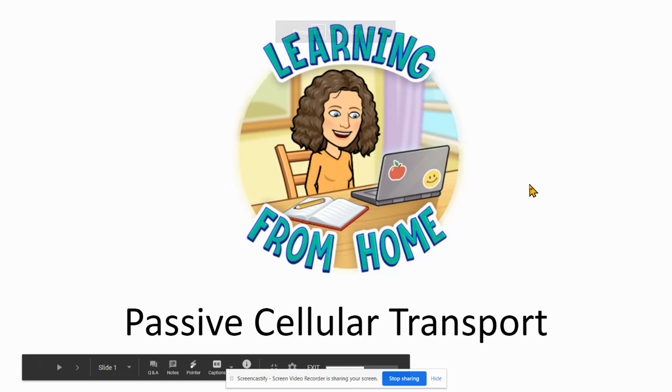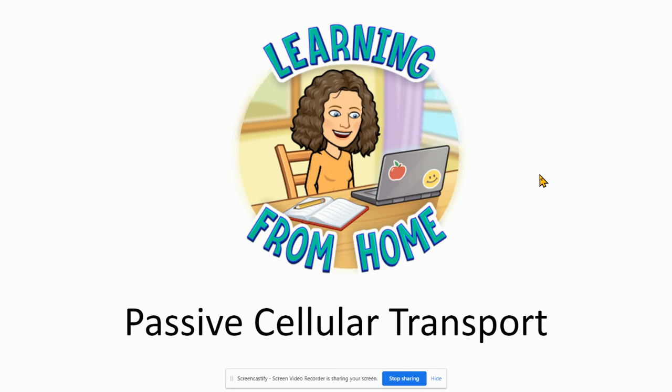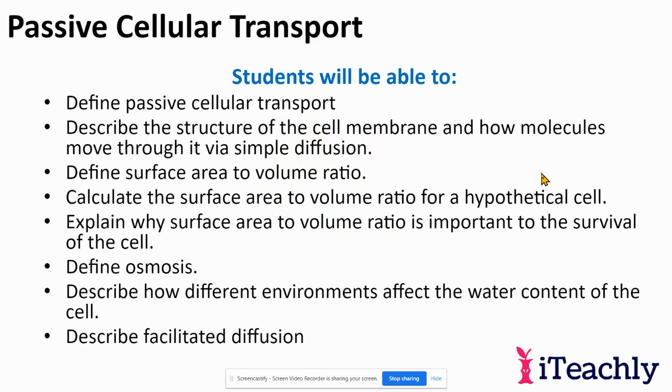Hey, so this is my lecture on the cell membrane and passive cellular transport. So we're going to define cellular transport, describe the structure of the cell membrane and how molecules move through it via simple diffusion, and define surface area to volume ratio. That's really why cells are small.